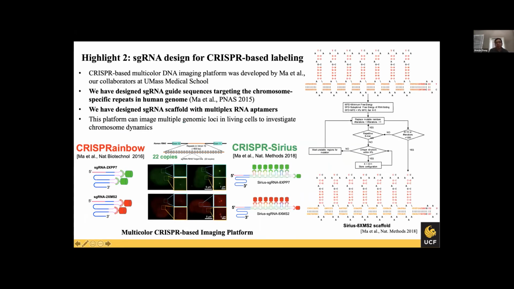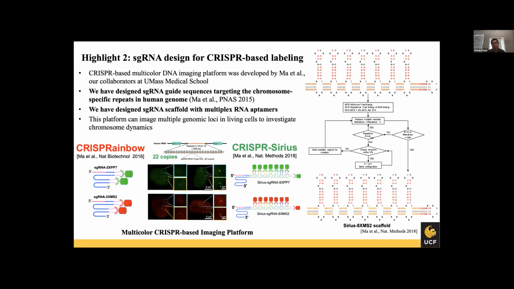Highlight number 2 is sgRNA design for CRISPR-based labeling. This week, the Nobel Prize in Chemistry was awarded for the technology of CRISPR-based gene editing. But the project we are working on uses it to label the DNA so that we can see the movement of DNA in the cell. This platform was developed by our collaborator at the UMass Medical School.